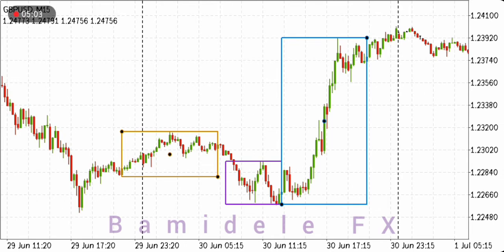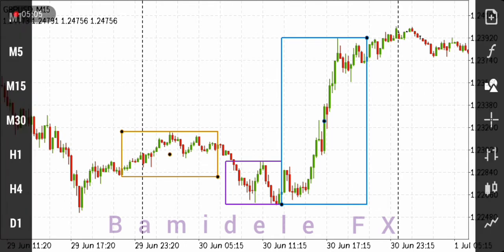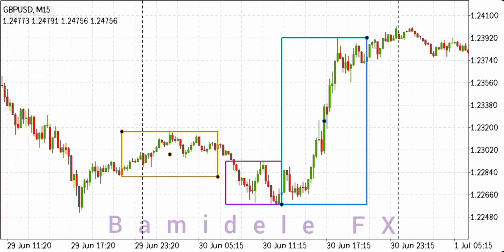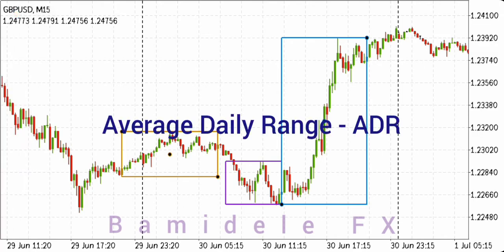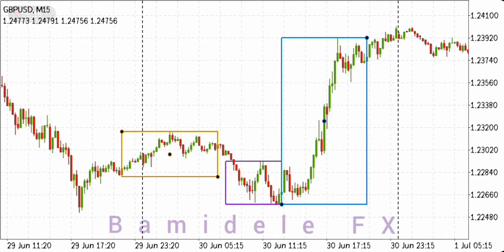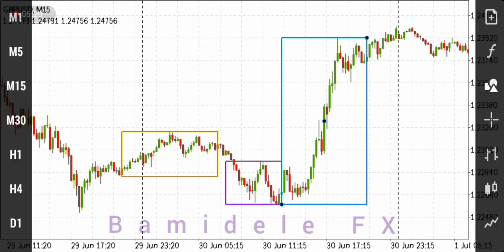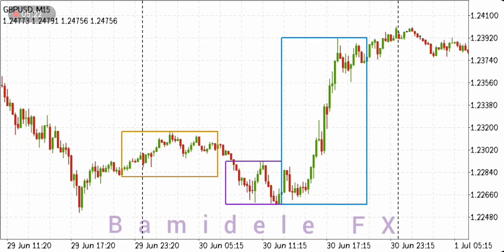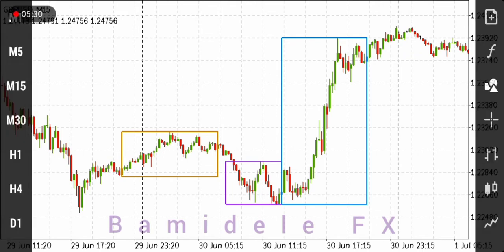Alright, so with that out of the way, I will go down to the ADR concept. The ADR concept is the average daily range. It talks about how far, in points, a currency pair can move throughout the day. Now look at this. Don't forget we are using a 15 minutes time frame.